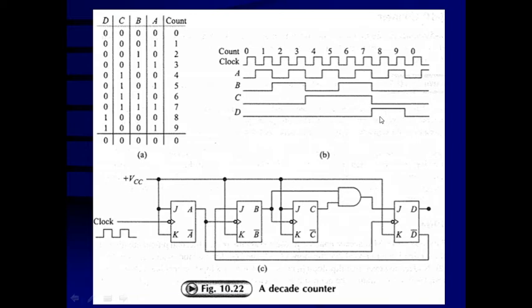On the next clock pulse 1, 0, 0, 0. On the next clock pulse 1, 0, 0, 1. And then after it is going to be reset to 0, 0, 0, 0. So here the counter is progressing 0, 1, 2, 3, 4, 5, 6, 7, 8 and 9, and then it is going to be reset to 0, 0, 0, 0.